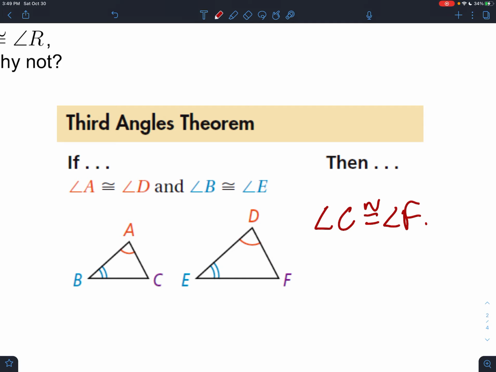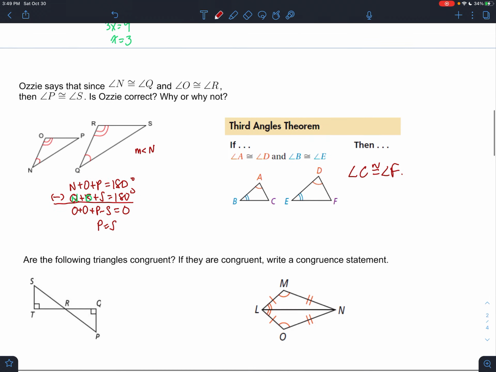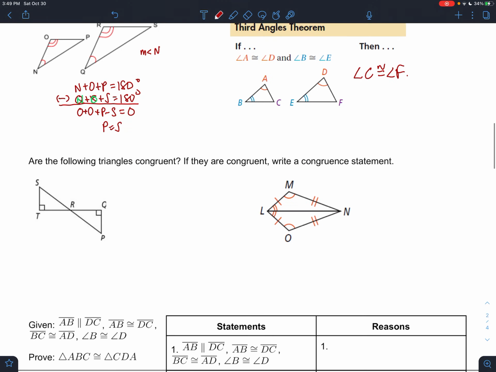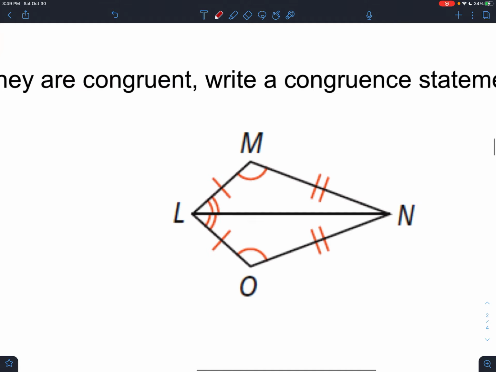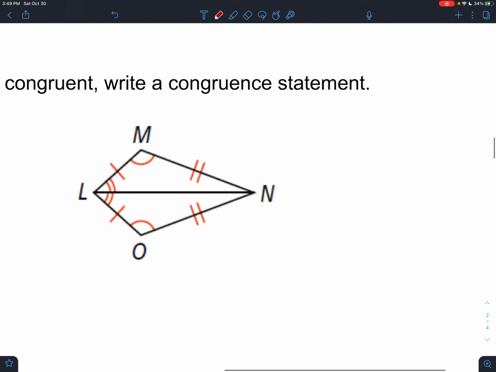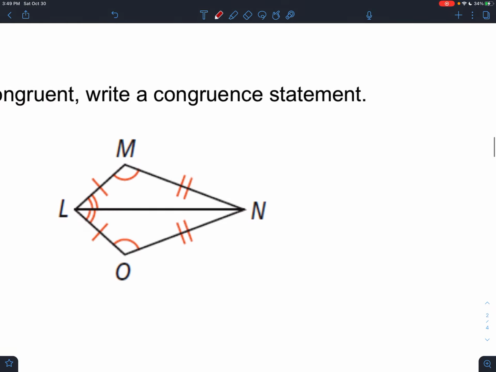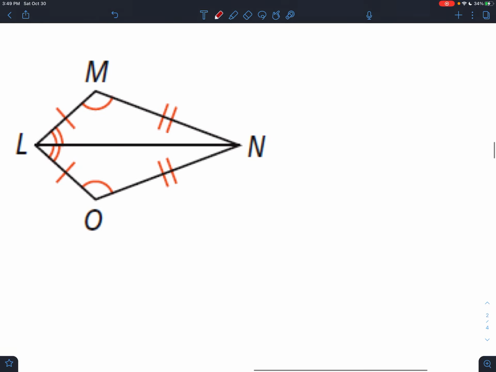Very, very useful. We will use this in proofs. We'll just have like 1 or 2 proofs on the test. It's not going to be like the last one where it's mostly proofs. But that's that. So let's look at this one really fast. It wants to know, are the triangles congruent? And if they are, you have to write a congruent statement.